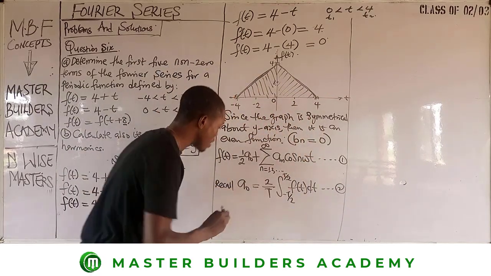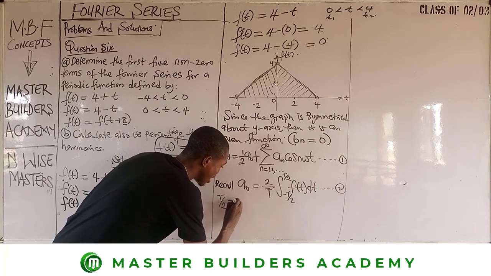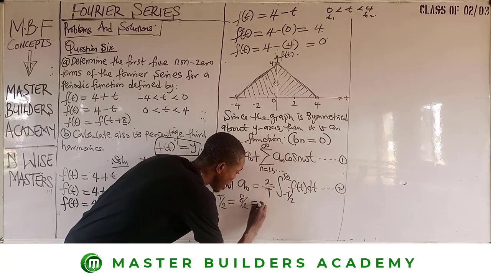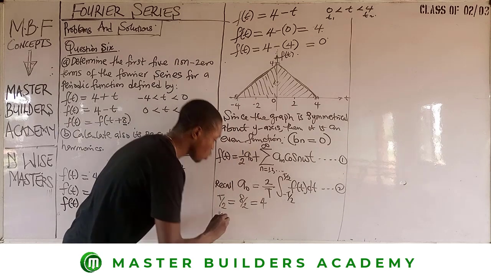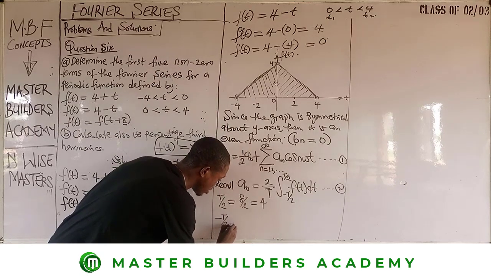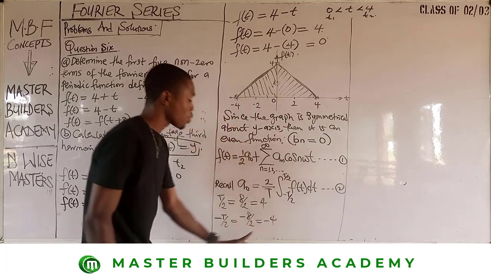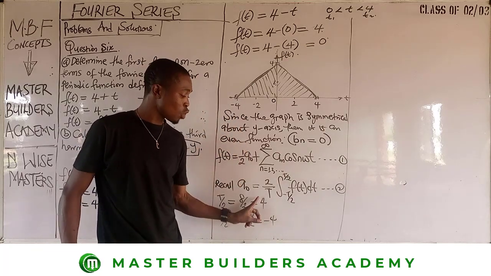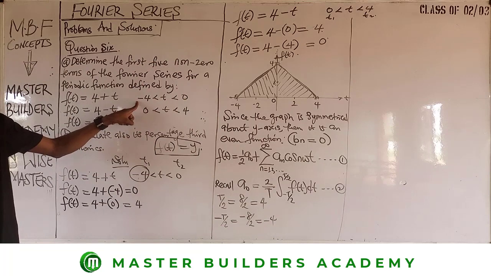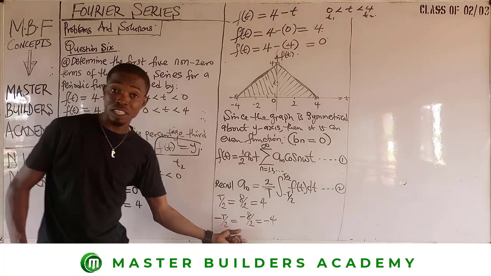That means I need to find T over 2. Remember that T over 2 will be 8 over 2, and this will give us 4. If I equally do minus T over 2, this will give us minus 8 over 2, which is minus 4. That is exactly what we have, from negative 4 to positive 4. That's what this graph is.